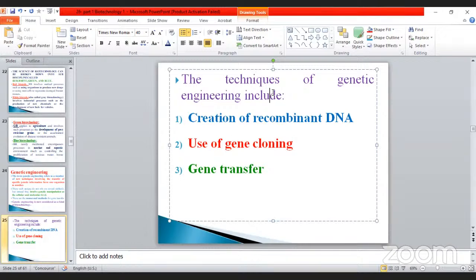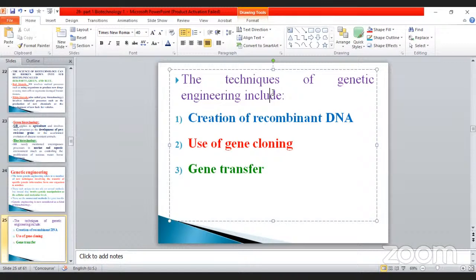One is called creation of recombinant DNA. Recombinant means different strands united together to form a single DNA structure. It's called creation of the recombinant DNA. After that, use of gene cloning. What is the meaning of cloning? We may construct our own DNA, right?